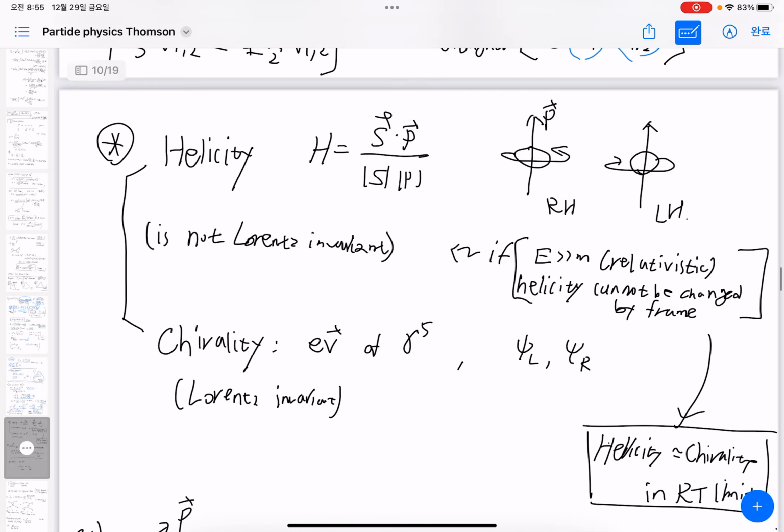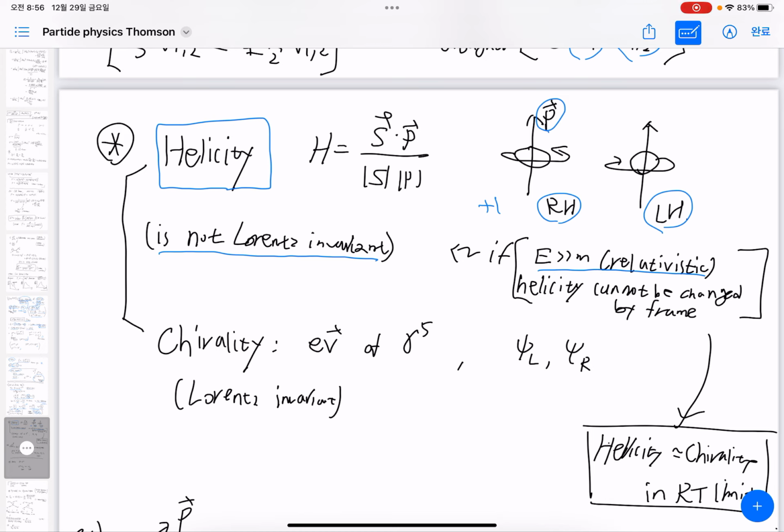There is also one remark, the helicity, which is the relation between the momentum direction and the spin direction. If the momentum and the spin directions are the same, the helicity is positive, and it is called right-handed. And if the momentum and the spin directions are different, it is called left-handed helicity. Such helicity is not a Lorentz invariant quantity because in a different frame, the direction of the momentum can be changed, but in the relativistic limit, such helicity cannot be changed by a different frame.